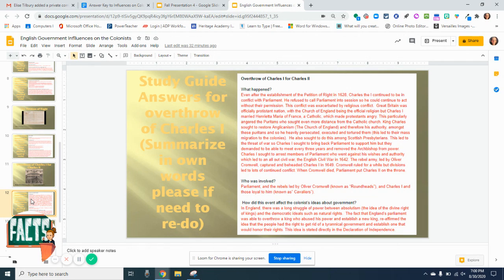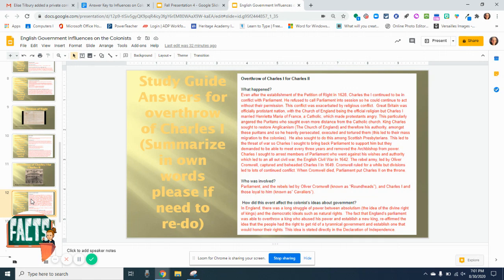So who was involved? Parliament and the rebels were led by Oliver Cromwell, and these were known as the Roundheads, and Charles I and those loyal to him were known as the Cavaliers, and this was the English Civil War. It is interesting to note that it's because of this conflict that the Puritans sought to go to the Americas. So the establishment of New England and the Puritan ideals up there are a direct result of this conflict and the persecution that the Puritans faced in England.